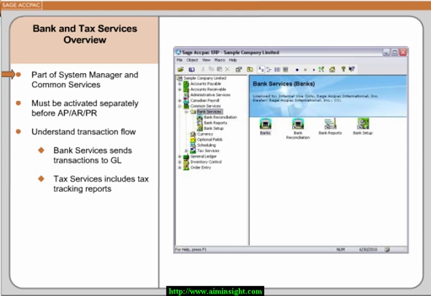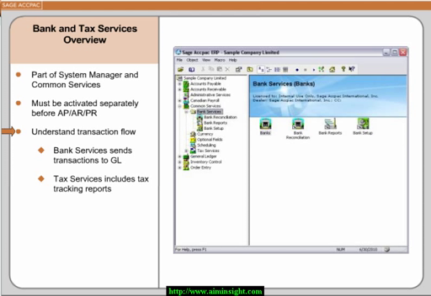However, unlike the other parts of the system manager that are automatically activated, bank and tax services are activated separately and are thus treated as separate modules. Bank and tax services are required for accounts receivable and accounts payable and must be activated before these modules can be activated. Let's see how bank and tax services fits into the Sage ACPAC solution.